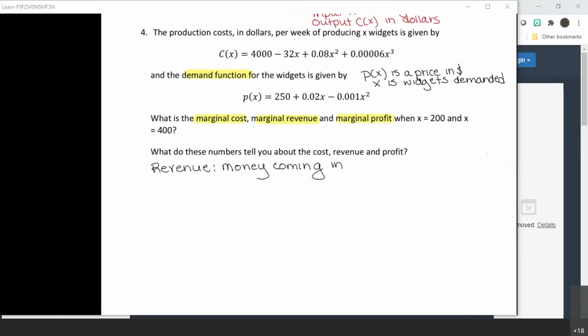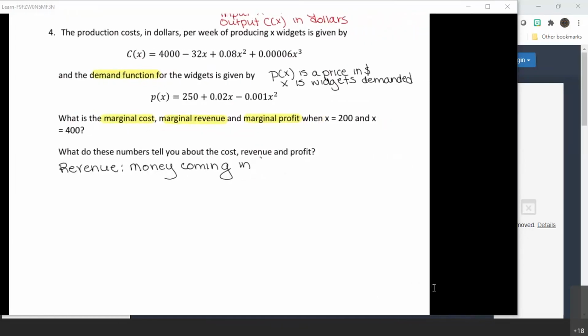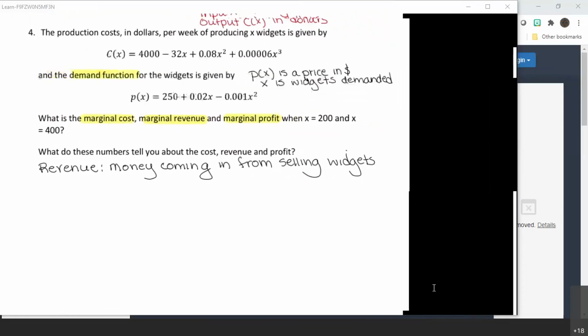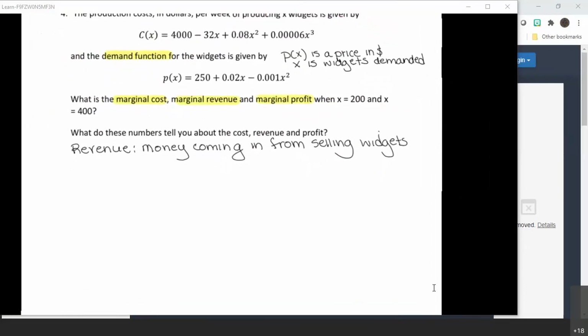Okay, money coming in. My next question is, where does this money come from? So Nia's already ahead of me there. Money coming in from selling a product. In this case, we're selling widgets. So that's what revenue is.